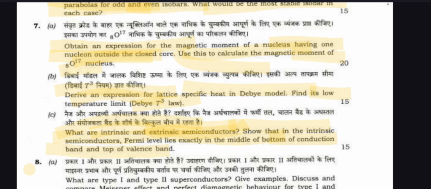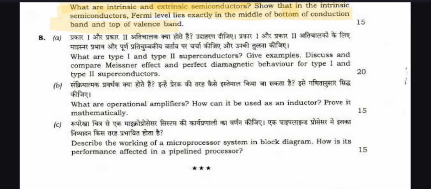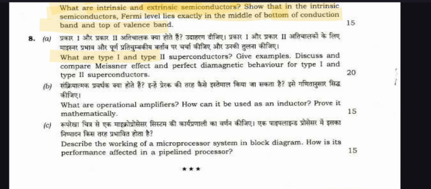And question number 8 is here. What are type 1 and type 2 superconductors? Give examples, discuss and compare the Meissner effect and perfect diamagnetic behavior for type 1 and type 2 superconductors. So this is related solely to the Puri and Babbar books.